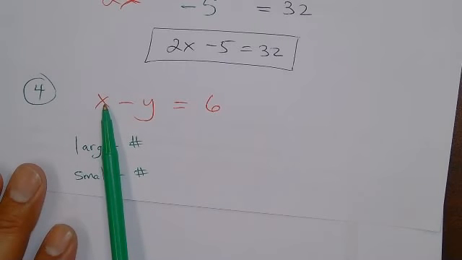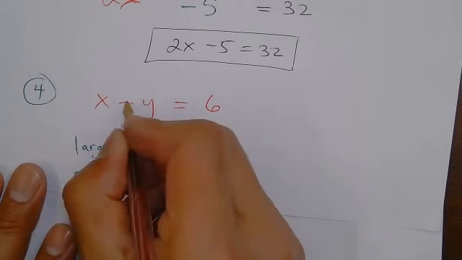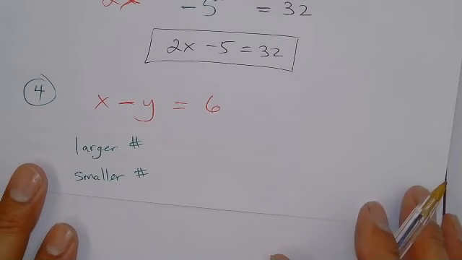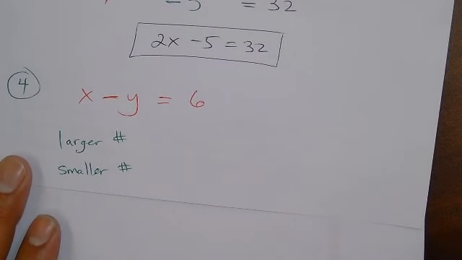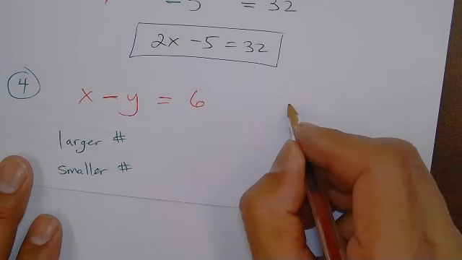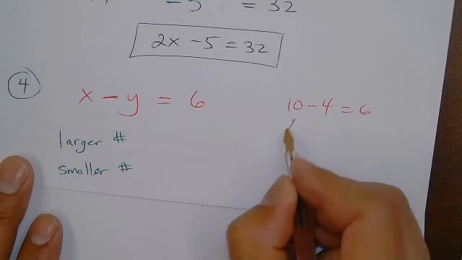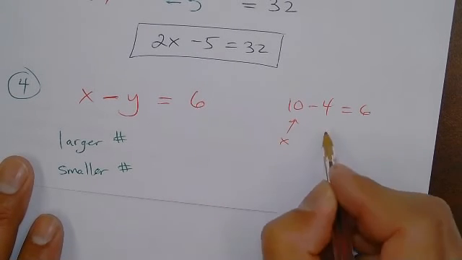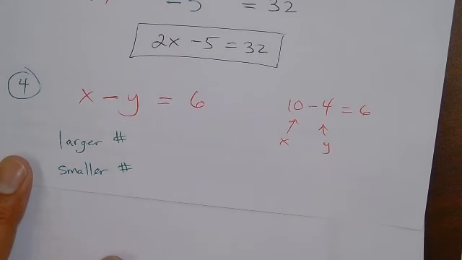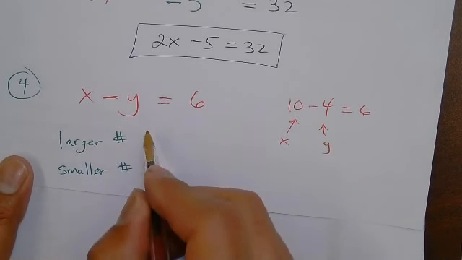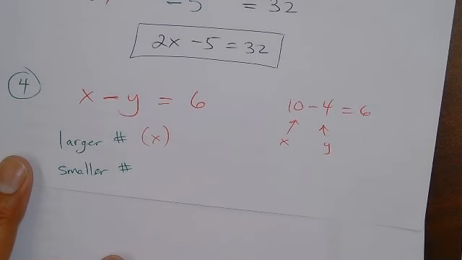Why is it that x has to be the larger number? Because we have subtraction, right? If I have something like, let's say 10 take away 4 equals 6, well, that makes sense. See, the x would be the larger number and the y has to be the smaller number. Does that make sense? So the larger number has to be x.